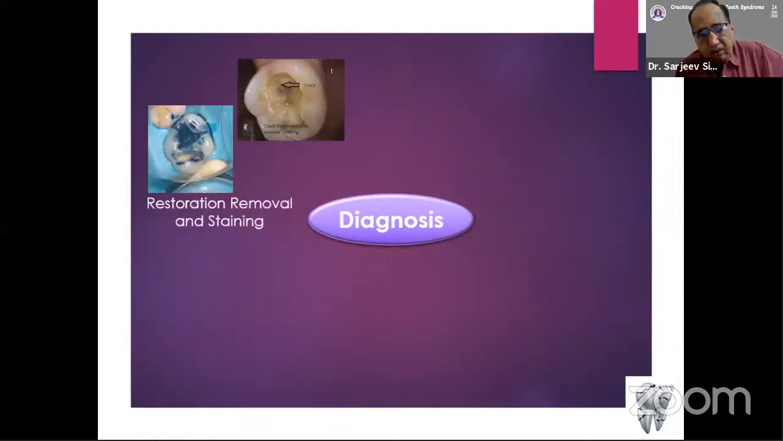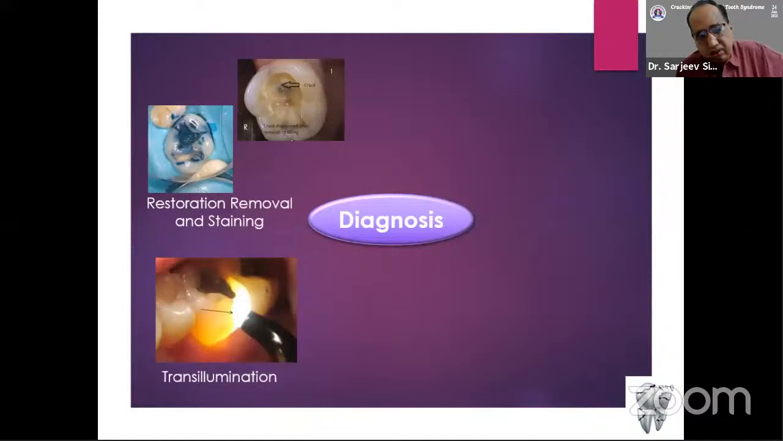We can remove the restoration where the patient is symptomatic, remove the old restoration, put the stain and wash the stain and take a photograph under magnification and look for staining which is persistent, or you can do transillumination.